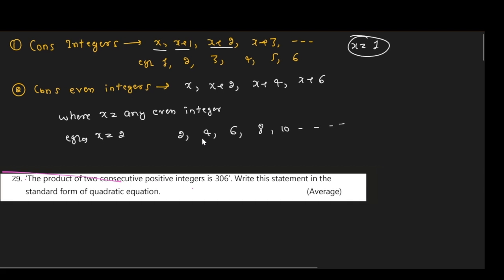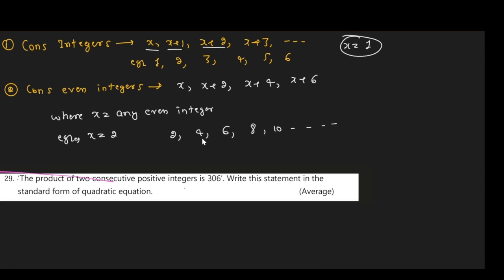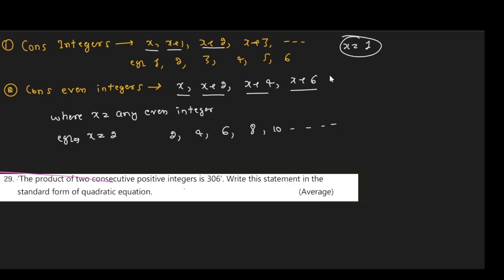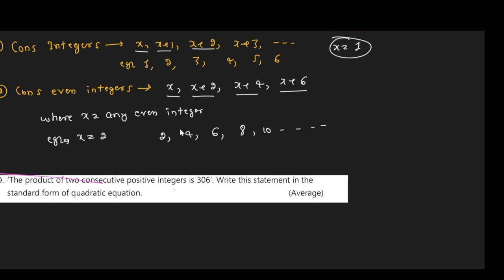In a similar way, whenever we find consecutive even integers, we can represent them in terms of x like this: x, x plus 2, x plus 4 and so on. So the general form of consecutive even integers is x, x plus 2, x plus 4 and x plus 6.